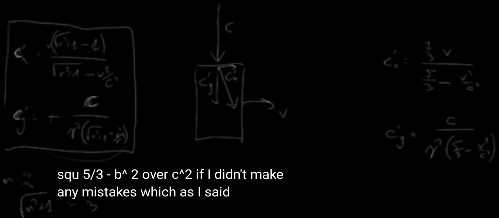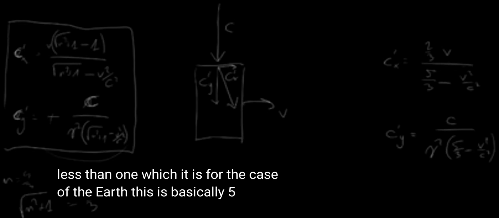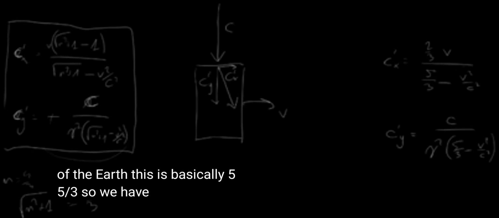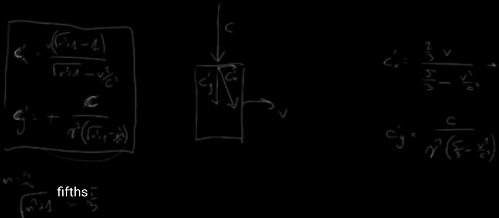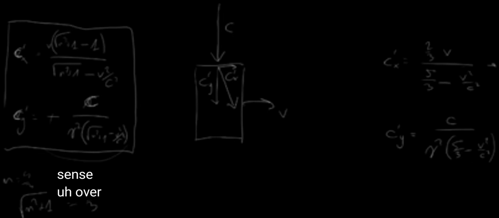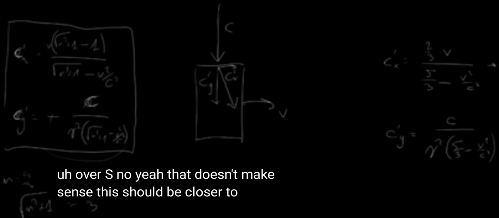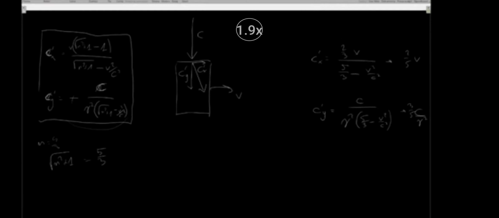So basically, if this is much less than 1, which it is for the case of the Earth, this is basically 5/3. So we have like 2/5 of v, and here we have like 3/5. Huh? Okay, I must have made a mistake somewhere because this doesn't make sense. Over gamma squared, no, yeah, that doesn't make sense. This should be closer to 3/4. So I made a mistake somewhere. But basically you get this speed horizontally. What, did I make a mistake?